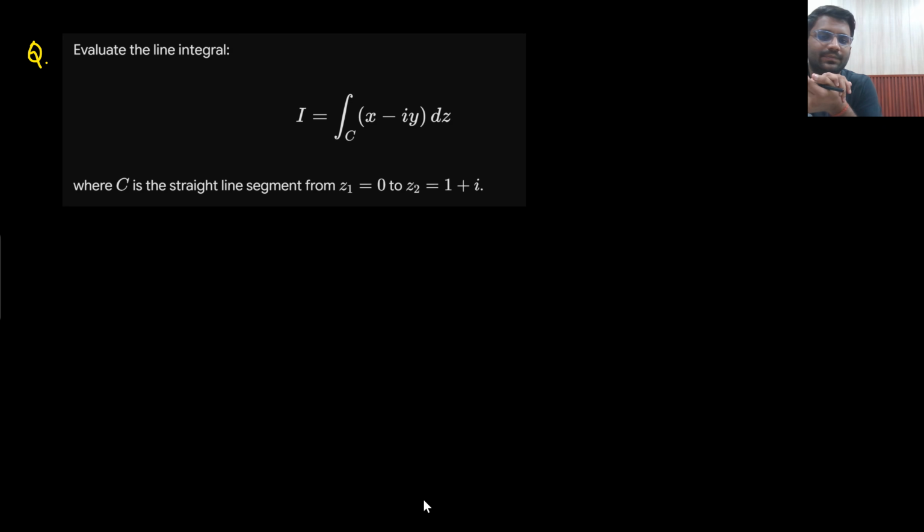Let's solve this question. If someone is very, very smart, what will he do? He will directly say, sir, analytic, and start doing something. It is not even analytic. This function is not even analytic. There is no other way. There is only one method.